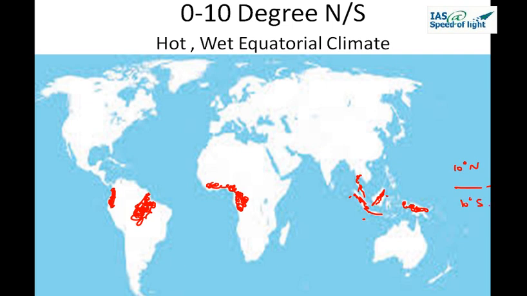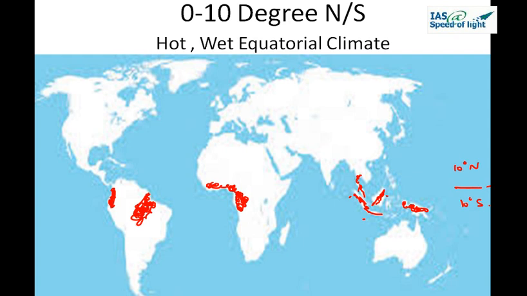So these are the areas for the hot, wet, equatorial climate. Now let us put some logic behind how it is going to happen. For the places around the equator, the first thing that should come to our mind is how the sun is behaving for this part. The sun is directly overhead at the equator most of the time in a year. So these are going to be hot areas, right?